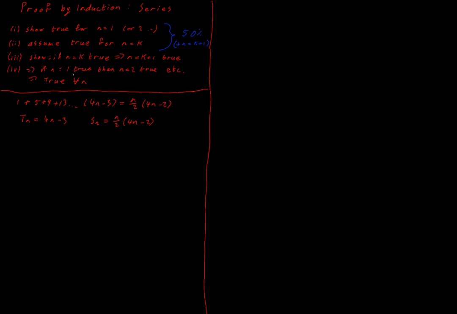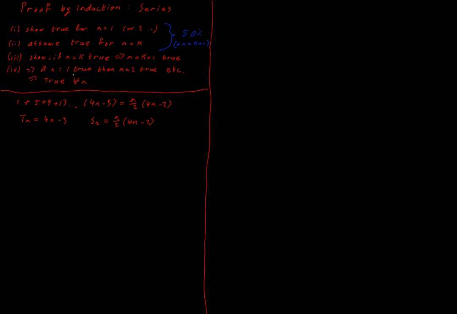If we have shown that our relationship holds for a particular value of n, usually n is equal to 1, and we have shown that our relationship holds for a particular value of n, then it must also hold for the next value of n, then we've effectively shown that it must hold for all values of n.